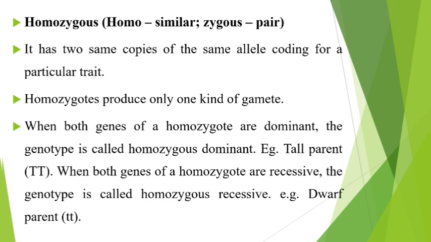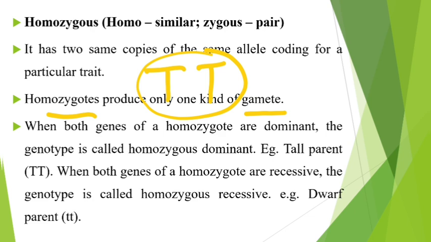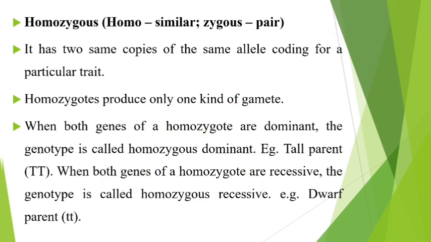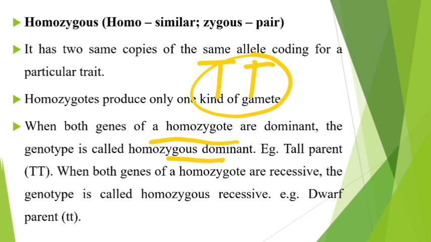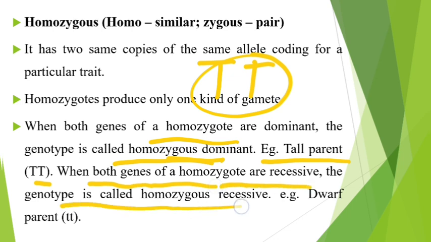Then what is homozygous? Homozygous means it has two same copies of the same allele coding for a particular trait. Suppose for tallness, the homozygous condition is capital T, capital T. Homozygotes produce only one kind of gamete, only capital T. Next, when both genes of a homozygote are dominant, the genotype is called homozygous dominant. For example, tall parent, capital T, capital T. When both genes of a homozygote are recessive, the genotype is called homozygous recessive, small t, small t. Dwarf parent, small t, small t.